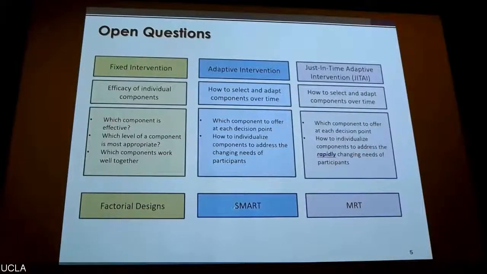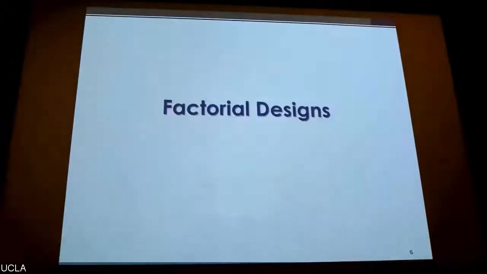SMART stands for Sequential Multiple Assignment Randomized Trials. This design was developed explicitly to help us construct high-quality adaptive interventions, and can help us answer questions about the selection and individualization of intervention components over time. And micro-randomized trials do the same thing, but in the context of a just-in-time adaptive intervention. Okay, you ready? That's an overview. Let's start with factorial design.